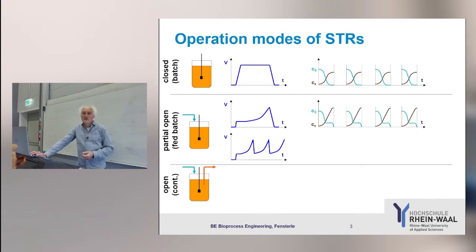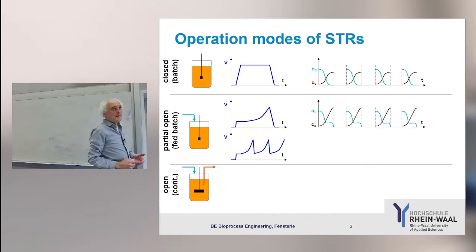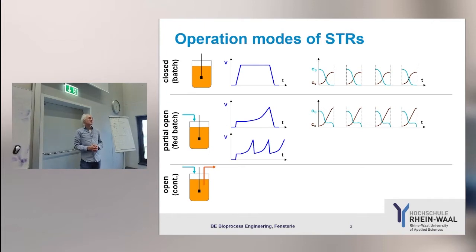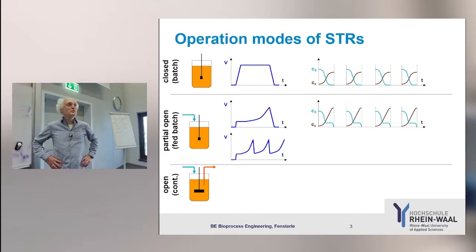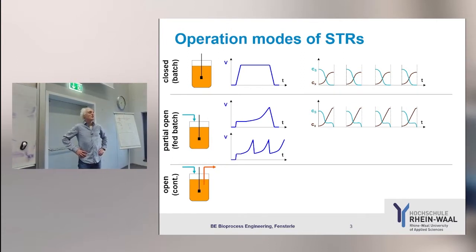And now finally we come to the open configuration, and this is now our chemostat operation. The chemostat operation is a special operation, and my question is, in an open configuration, is the volume constant? So you pump something in and pump something out. Who says, yes, the volume is constant? We make a vote. A lot of hands go up. Who says no?